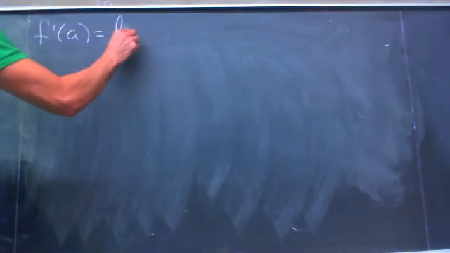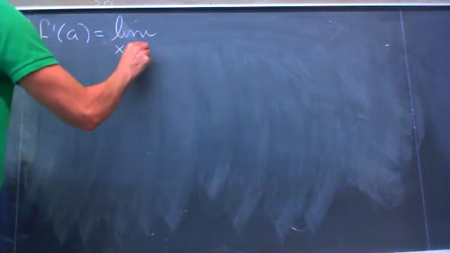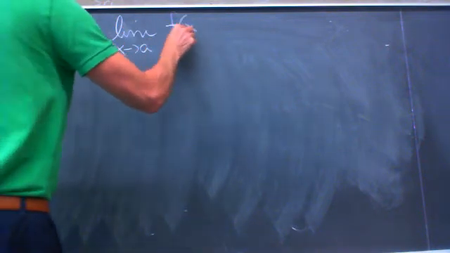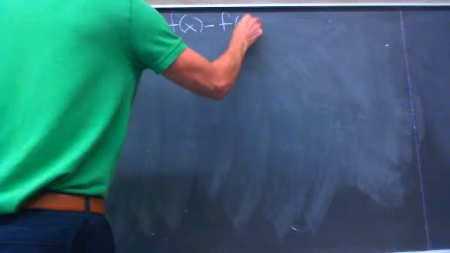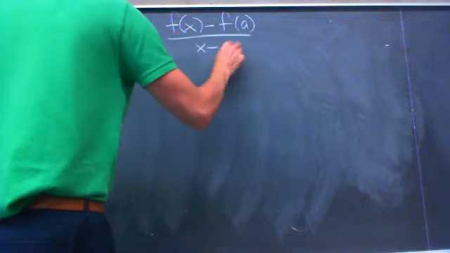The next one is known as the alternate form for derivative. And it is f prime of a equals the limit as x approaches a of f at x minus f at a all over x minus a.